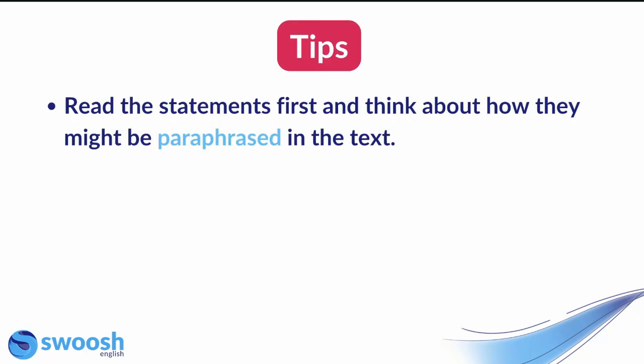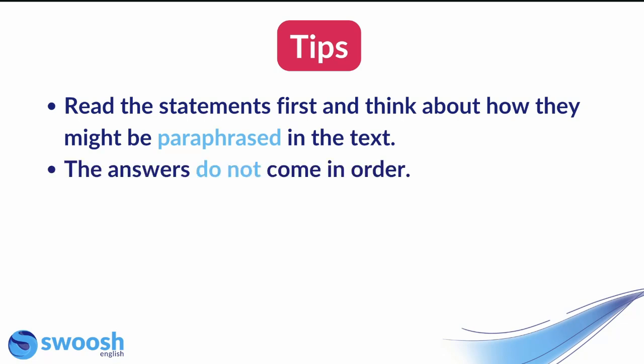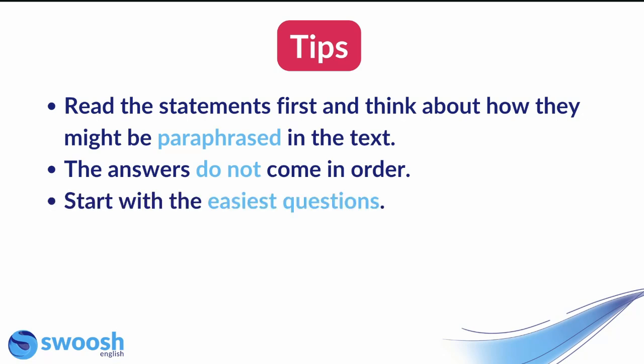So you should start by reading the statements and think about how they might be paraphrased in the text. So even though we have our list of statements, the information in the text might be written using slightly different words. So it's very important that you know to look out for paraphrasing. Keep in mind that unlike other IELTS reading tasks, the answers to this task do not come in order. So you'll need to be moving around the text in order to match the statements with the correct paragraphs.